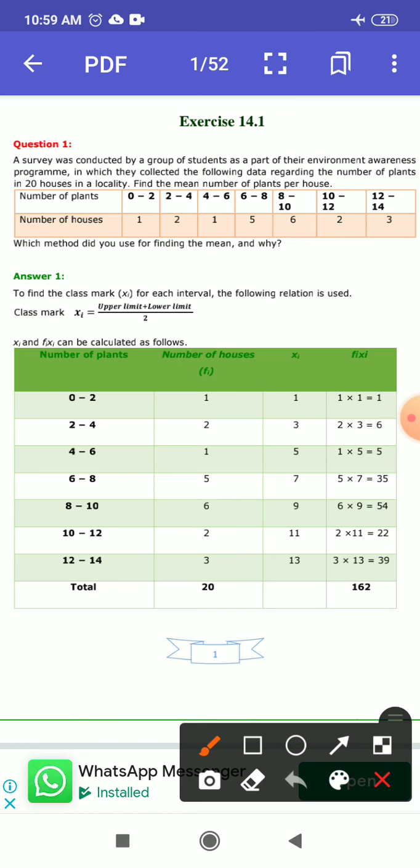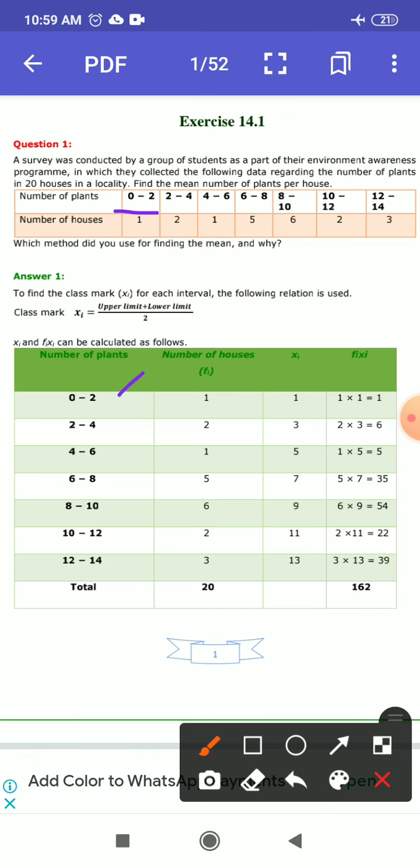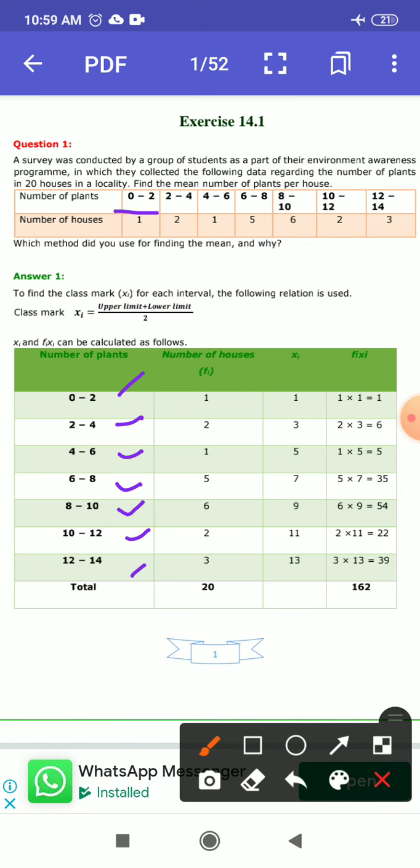So number of plants is given 0 to 2, that is right here, 2 to 4, and then after 4 to 6, then after 6 to 8, then after 8 to 10, then after 10 to 12, then after 12 to 14 is given there. So we have to say that if the interval has a gap, at that time you have to use one thing. How many gaps are in the interval, then you have to find that gap.